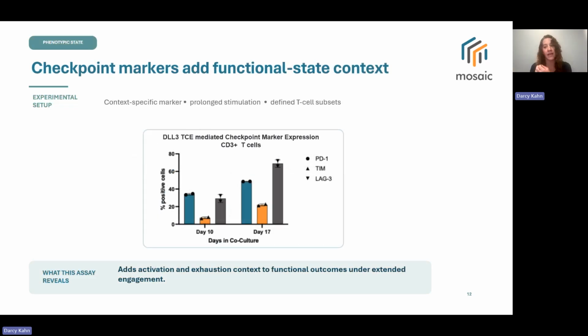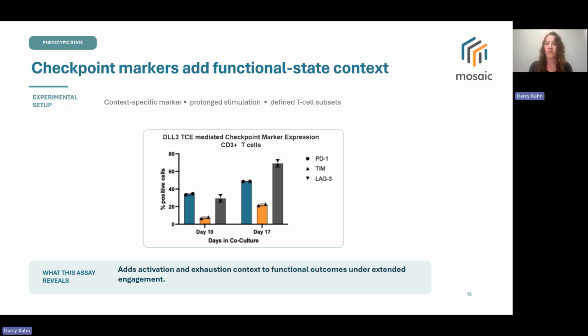So this is the last slide. This will round out the functional picture. We're looking at checkpoint marker expression here. So this will give us a phenotypic window into T cell state, specifically whether cells are trending towards exhaustion.